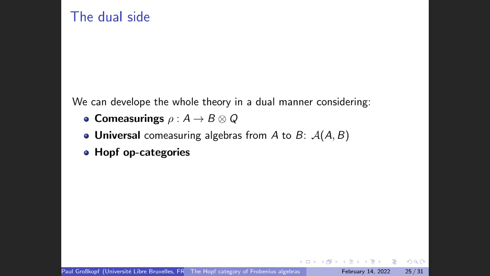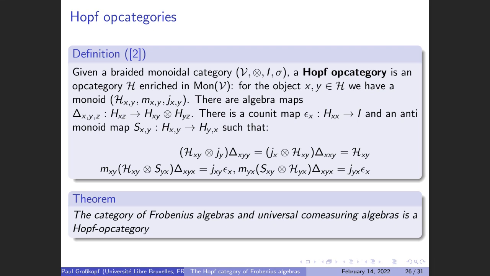And we can show that if I use Frobenius algebras again as my objects, and I consider my Hopf spaces to be these co-measuring algebras, I can show that this is a Hopf opcategory. So I didn't mention yet what a Hopf opcategory is, but it's a dual version of what a Hopf category is. So instead of having locally comonoid structure, but a global multiplication, the way of connecting my arrows, I want to look at local multiplication structure and global co-multiplication.